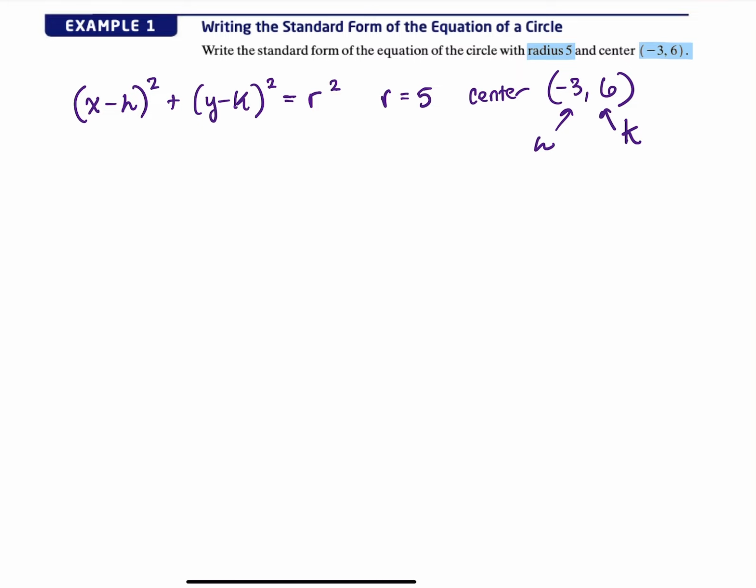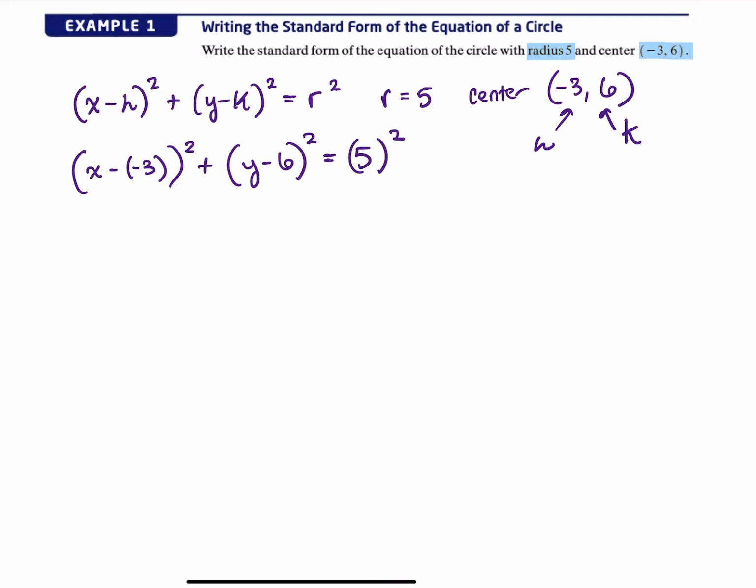So we really just need to plug these in. But notice in the form, we have these minuses, and we just have to be careful. So when I plug this in, my h is -3, so this would be x minus -3. It's actually going to turn into a +3. And then since k is +6, we can say y minus 6 squared. This will equal r squared. Our r is 5, so that would be 5 squared.